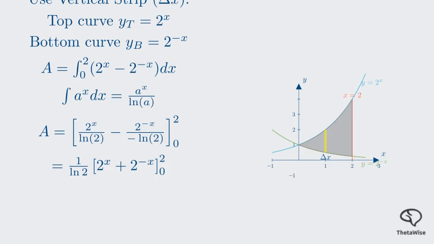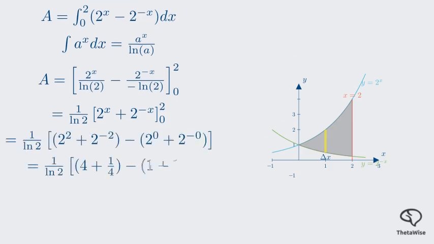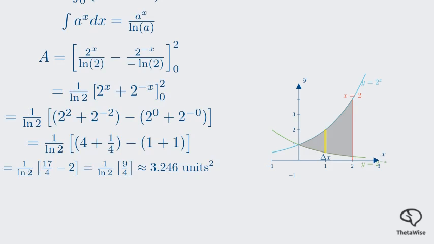Now we evaluate at the limits. Plug in x equals 2, then plug in x equals 0. Simplify. Remember that anything to the power of 0 is 1. The natural log of 2 is approximately 0.693. Calculating the expression gives us an area of about 3.246 square units.